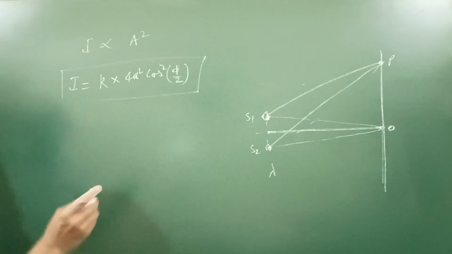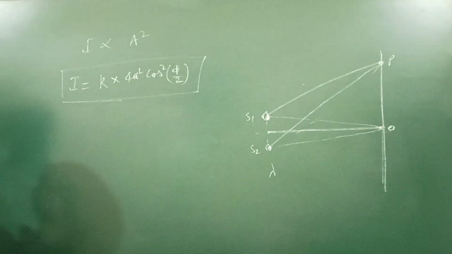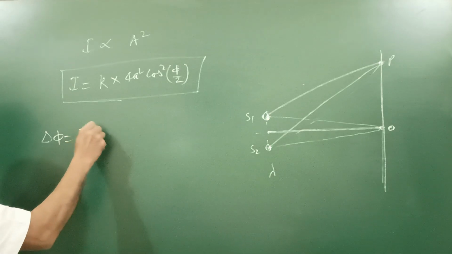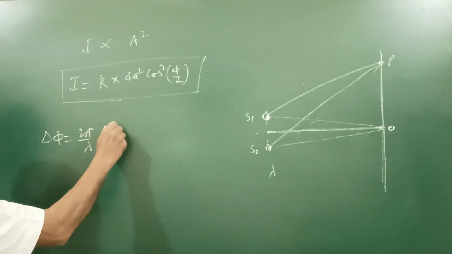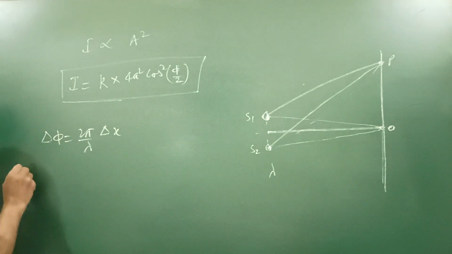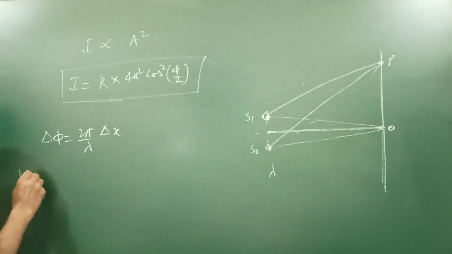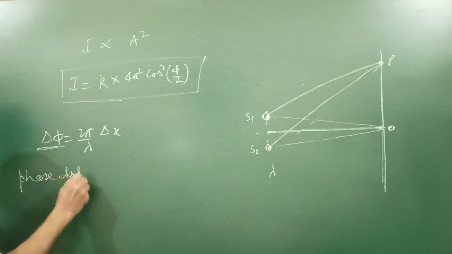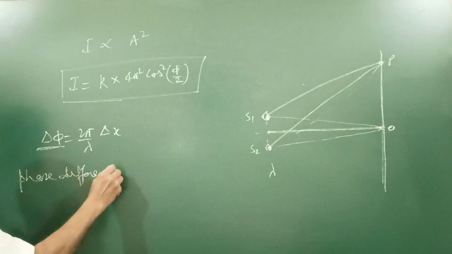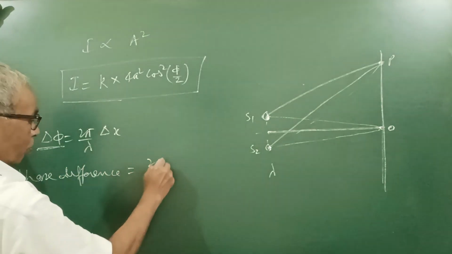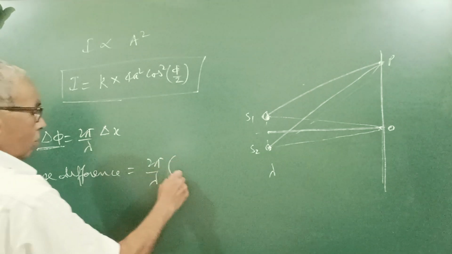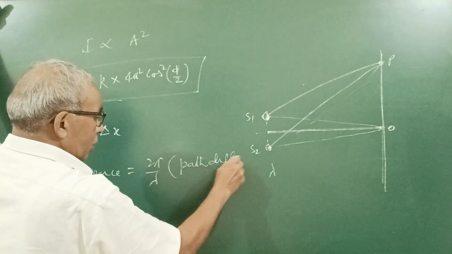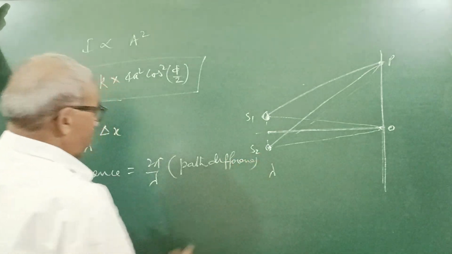We know there is a relation between phase difference and path difference. Delta phi equal to 2 pi upon lambda into delta x. It is written like this: delta phi, the phase difference, is equal to 2 pi upon lambda into path difference. This is taught in class 11.